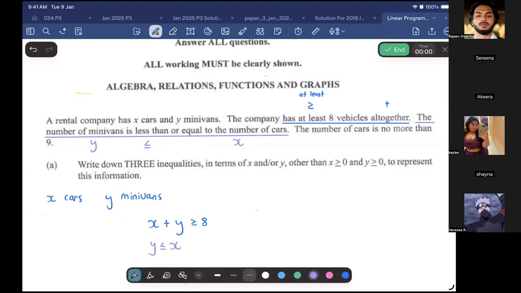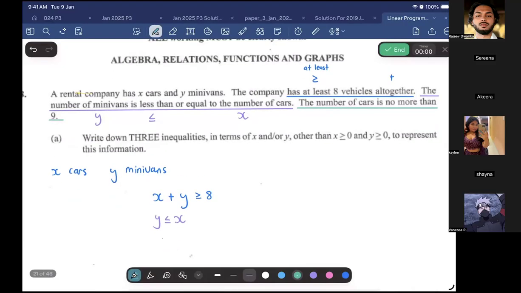All right. To redeem myself, try to figure out the last one. So let's say the number of cars is no more than 9. What would I use to represent the number of cars? So the number of cars is X. Right? Cars is X, so I'm gonna put an X. No more than 9.